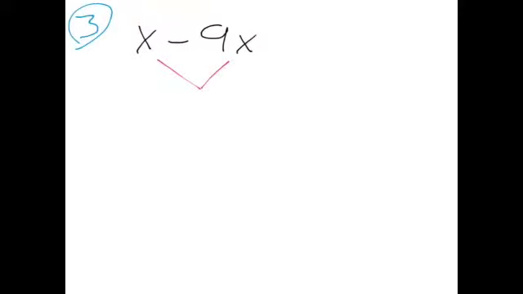On 3, these both have x's, just combine them. If there's nothing in front of a variable, the number there is a 1. So you have 1x minus 9x, which is going to give you negative 8x. On 4, again, if there's no number in front, the number in front is 1. So you have negative 1n plus 10n, which is going to give you 9n.